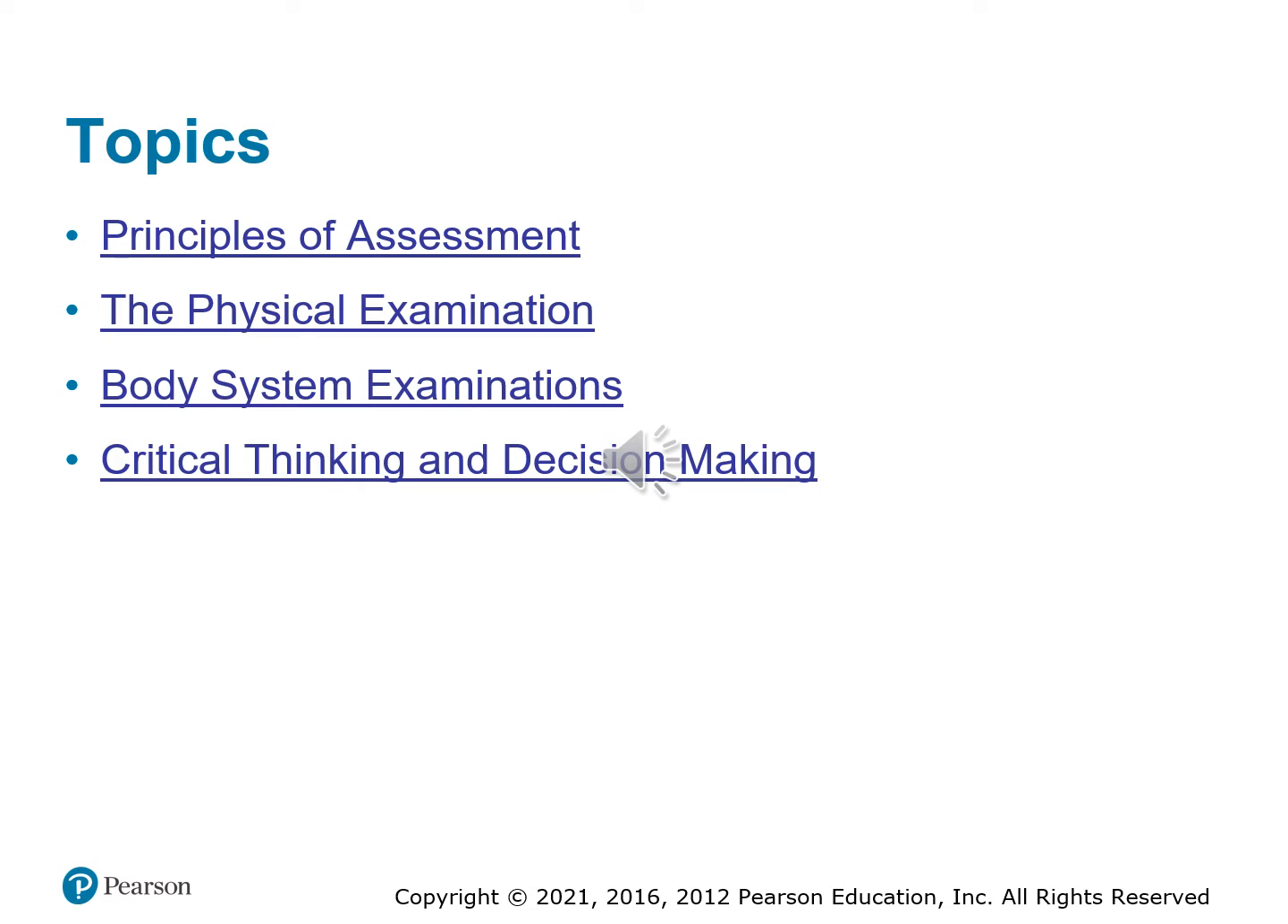In this chapter, we're going to talk about the principles of assessment, the physical exam, and how we approach that exam. We're going to talk about the body systems that we break down and look at. And with that, we use our critical thinking to help determine what the next step should be.